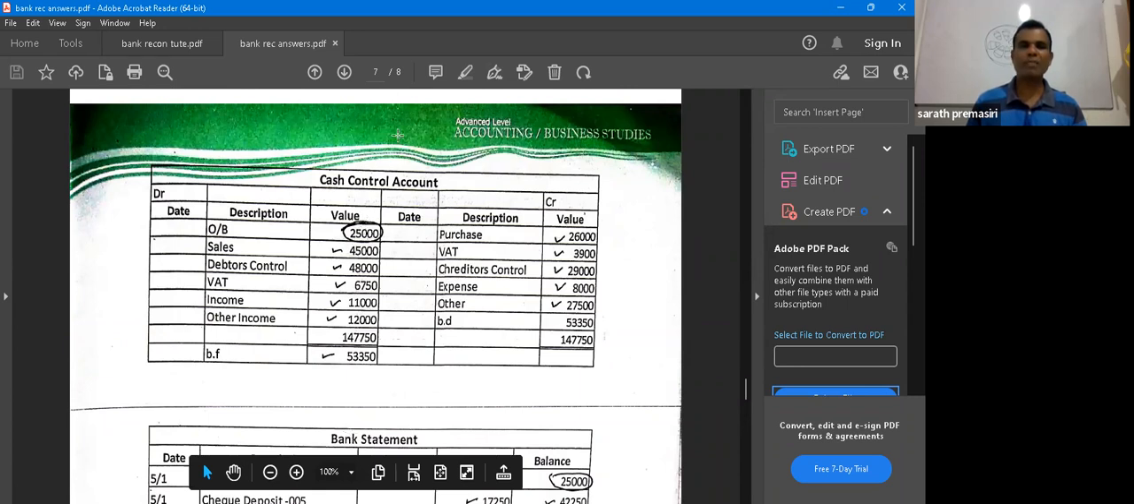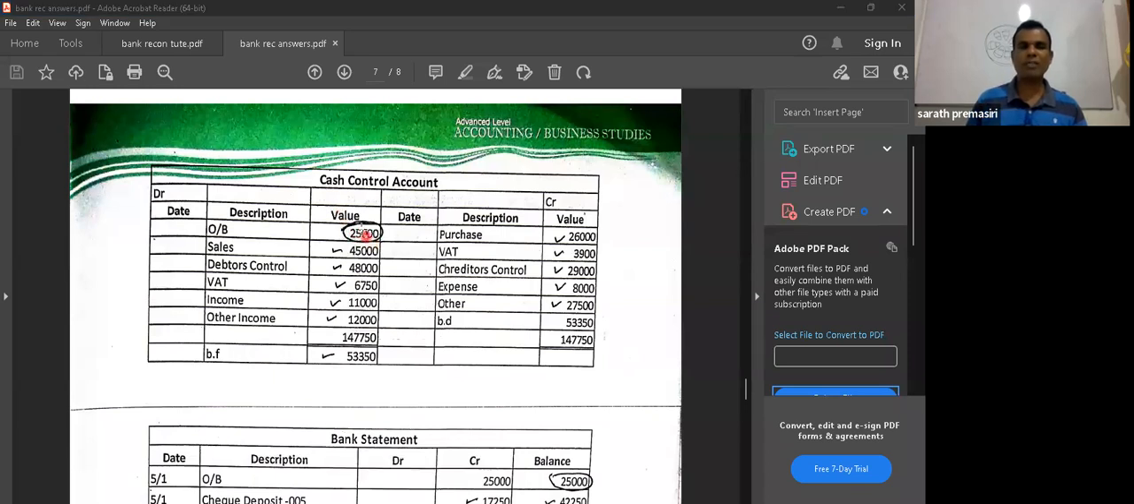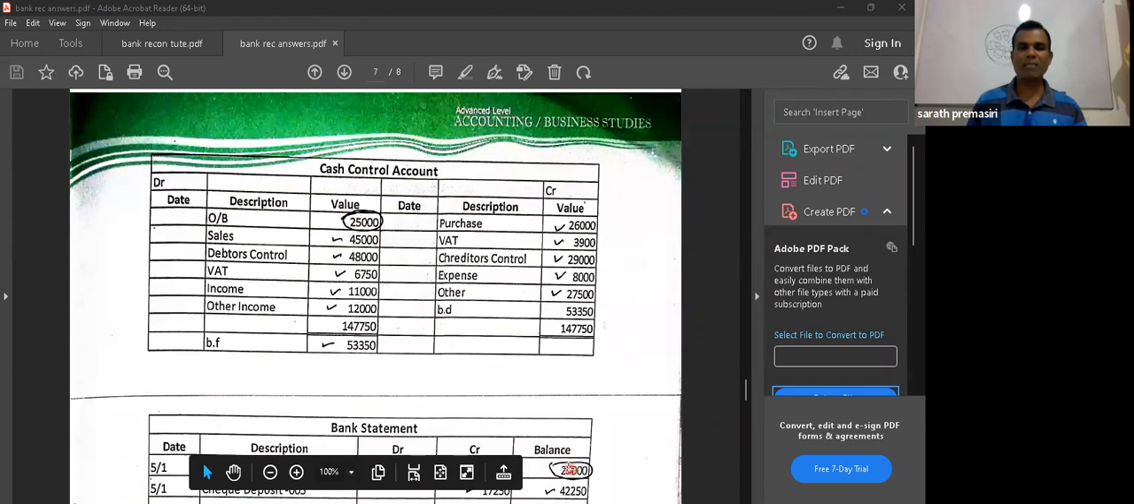Now, here the opening balance is concerned. You can identify that the opening balance of the cash control account is 25,000. And even in the bank statement, the opening balance is 25,000. So as far as opening balances are concerned, there is no difference between the balance of the bank cash control account and the balance of the bank statement.